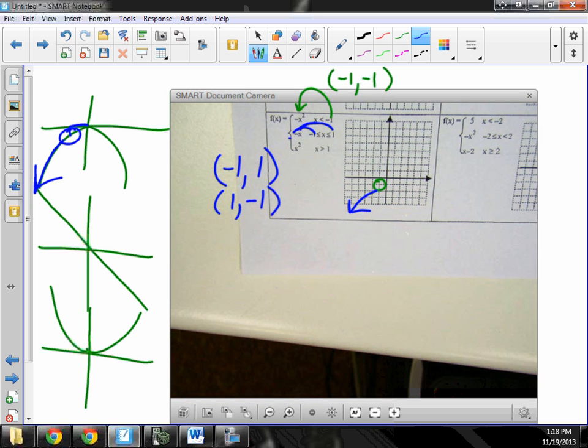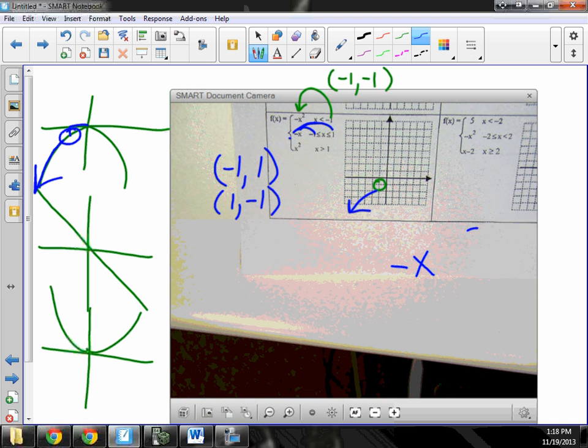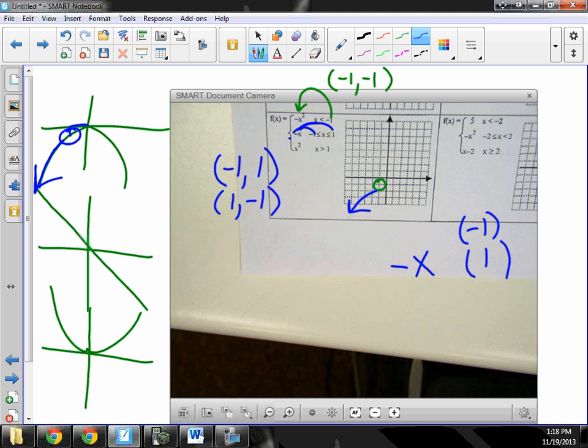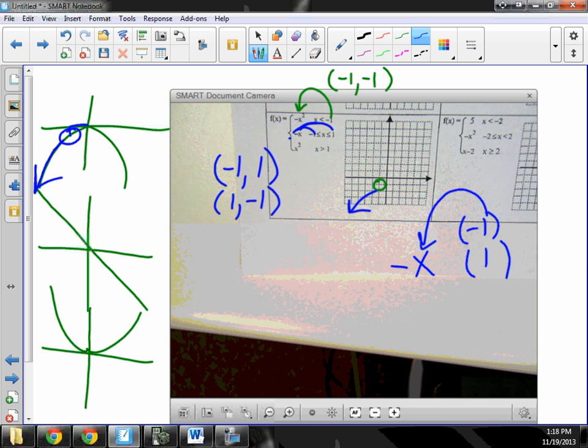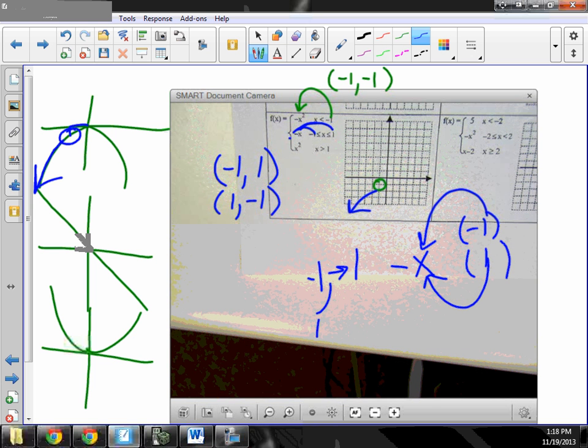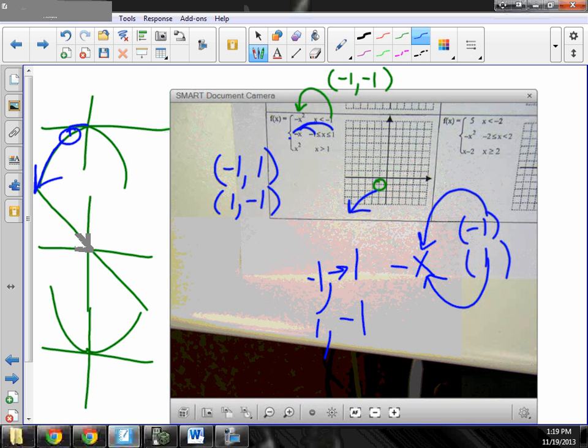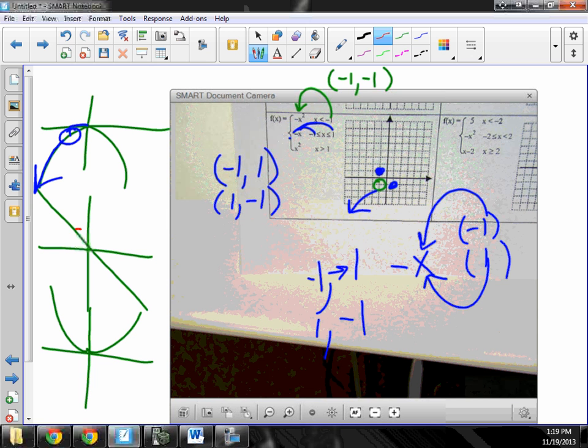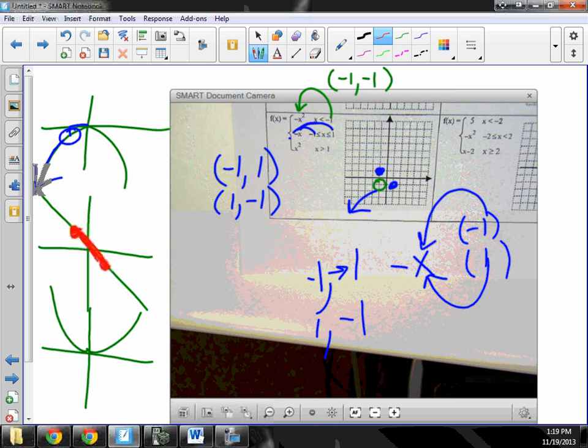Okay, so the formula is -x. So I want to plug in -1 and 1. If I put -1 in there, what does it spit out? Positive 1, because it's the opposite of -1. If I put 1 in there, what does it spit out? -1. So those are my endpoints, and they're both closed. So closed at -1, 1, and closed at 1, -1. So if I look over at my graph, I have a closed circle here and a closed circle here. The graph is everything in between. It's going to look like this.